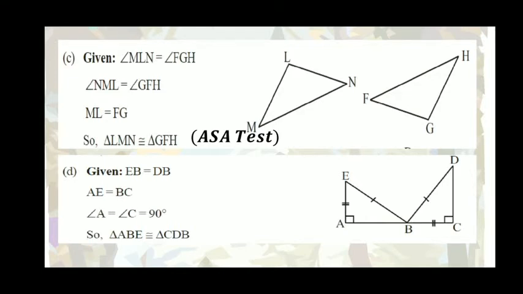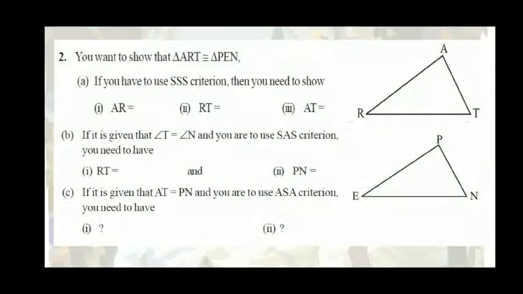Now here we have been told that the triangle is a right angle triangle, and then we should see about the hypotenuse and one of the sides, the perpendicular arms, whether they are equal or not. Yes, the hypotenuse EB and hypotenuse DB are equal, and perpendicular arms AE and BC are also equal, therefore RHS test.